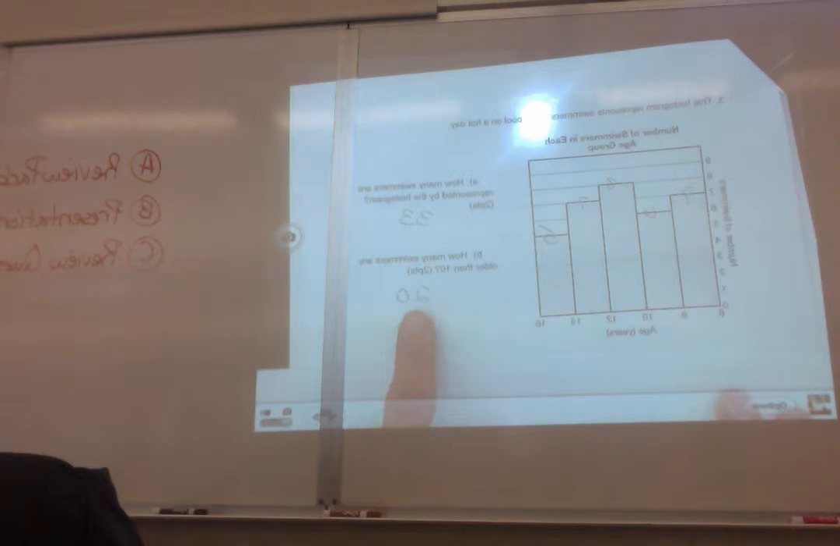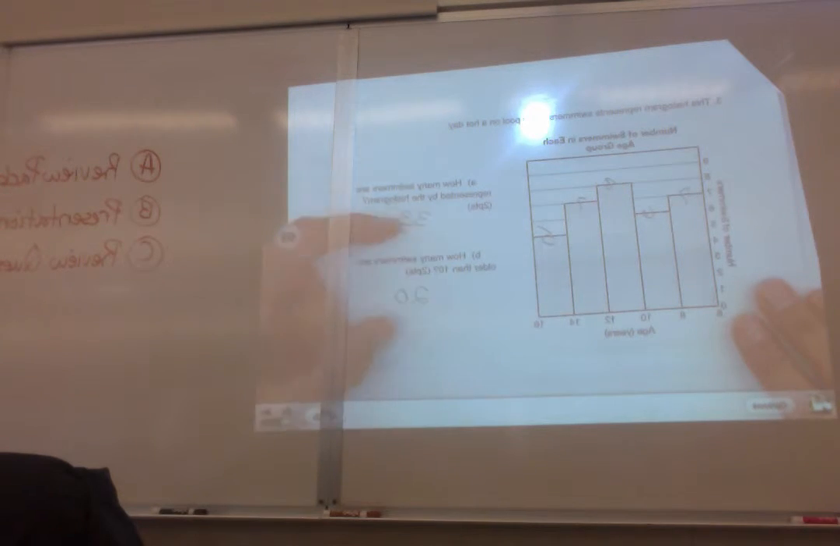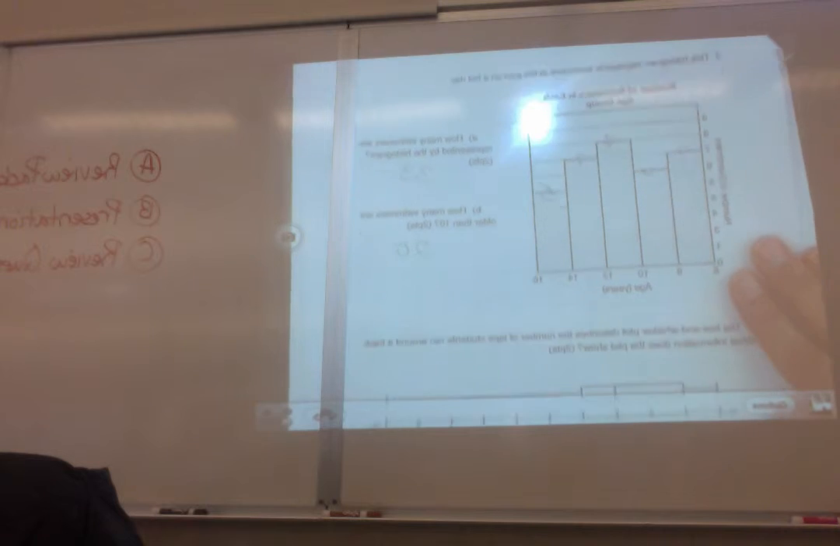Okay. How many swimmers are older than 10? Older than 10 is this one, and this one. So all 3 added together, 8, 7, and 5. I've got 20 for that. Again, they're worth 2 points. If they're close but not exact, you can give them a point.